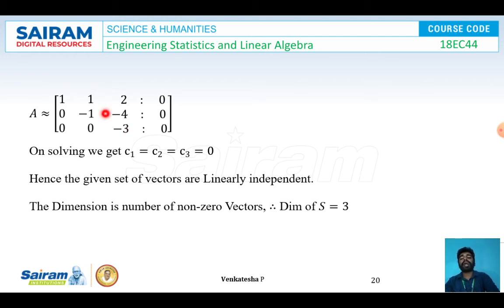From row 2 I got minus c2 minus 4c3 is equal to 0. Since c3 is 0, I got c2 also 0. From the first row I got the equation c1 plus c2 plus 2c3 is 0. Since c2 and c3 are 0, I get c1 also 0. So hence c1 is equal to c2 is equal to c3 is equal to 0. Hence the given set of vectors alpha 1, alpha 2, alpha 3 are linearly independent. This matrix having three non-zero rows, the dimension will be equal to 3.